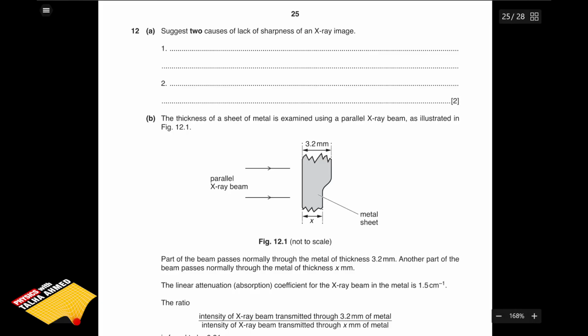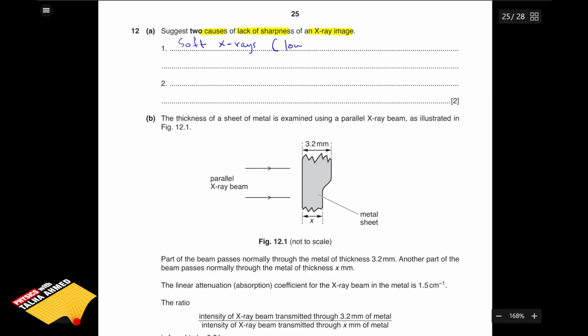Okay, the second last question of this paper, question number 12, is about X-rays. The first part says, give two reasons for the lack of sharpness of an X-ray. So how do you make the X-rays sharp in the first place? That's what you need to understand.